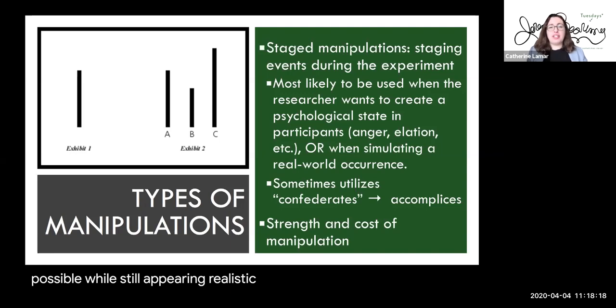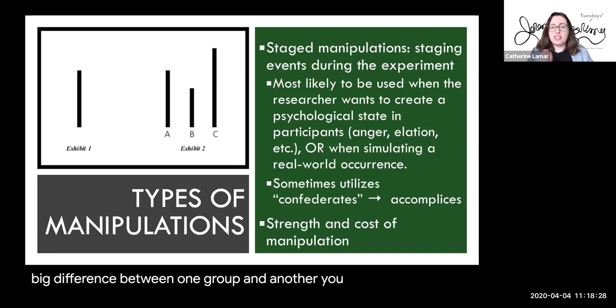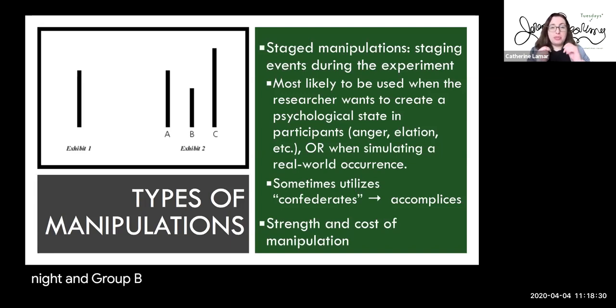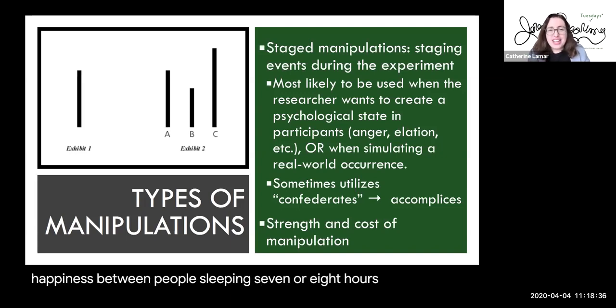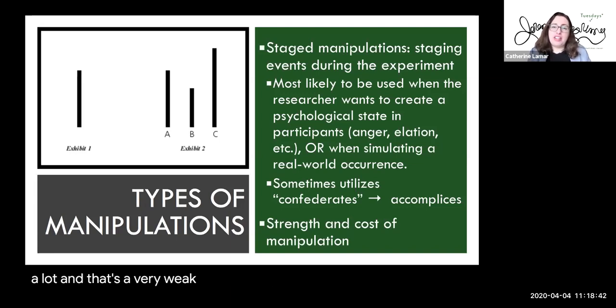So if we think about, for instance, manipulating the variable of sleep, a weak manipulation would not have a big difference between one group and another. It would be like group A sleeps for 7 hours a night and group B sleeps for 8. Do you think we'll see differences in happiness between people sleeping 7 or 8 hours? No. The difference between 7 hours of sleep and 8 hours of sleep is not a lot, and that's a very weak manipulation because there's not a lot of difference between the conditions.